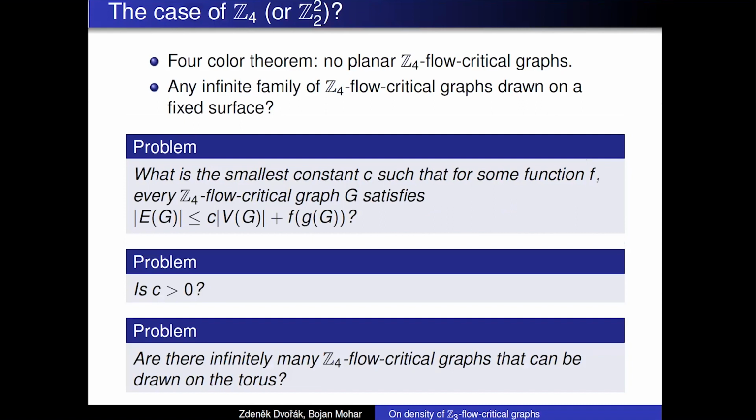And there are a lot of open questions if you consider the critical graphs with respect to a group of size 4, Z4 or Z2 squared. And really the situation there seems to be much more complicated than for the Z3 flow critical graphs. So in particular, due to the four-color theorem, there are no planar Z4 flow critical graphs, which is kind of bad because if we would like to look for a bound of the type number of edges is at most C times number of vertices plus some function of genus, we would like this first term, if you forget about the last one, to correspond to what happens in the plane. But in the plane there are actually no planar Z4 flow critical graphs, except for K2, of course.